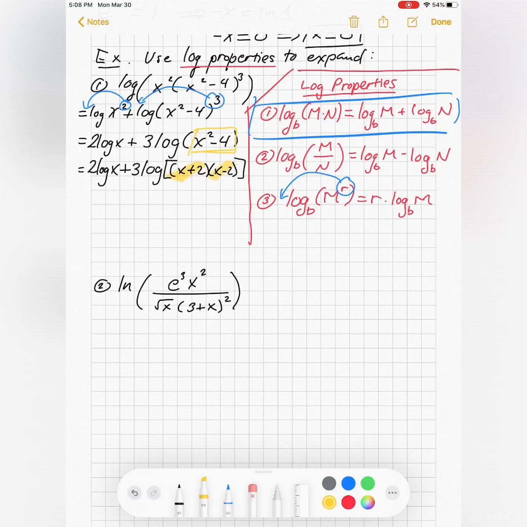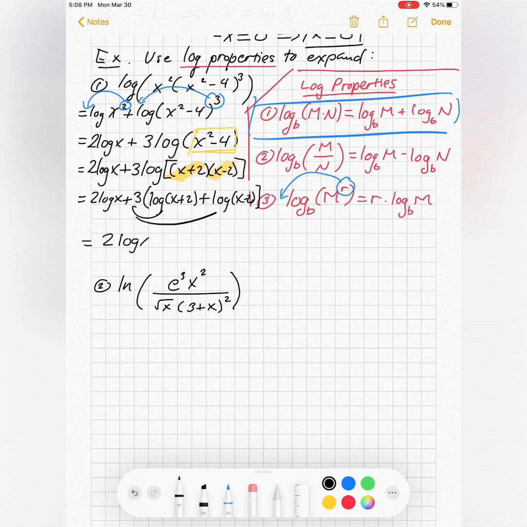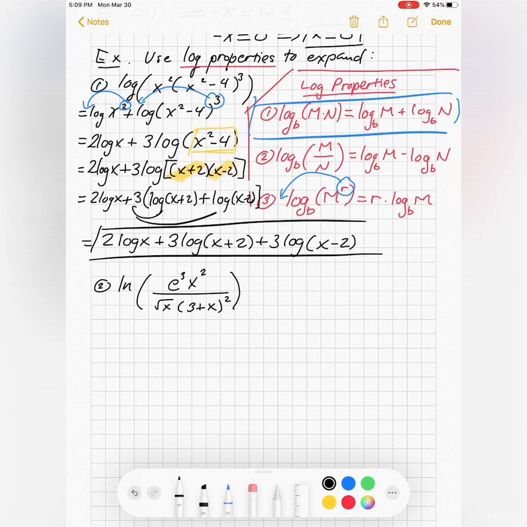Because then you can see I actually have another product here. So can't I then use my sum rule again to break that into the sum of logs one more time, squeezing that in there? So let me distribute the 3. So I'd have 2 log of x plus 3 log of x plus 2 plus 3 log of x minus 2. And then I'd be done.